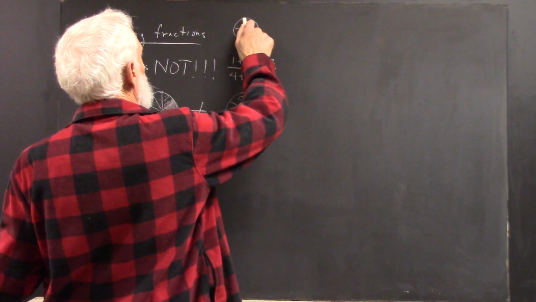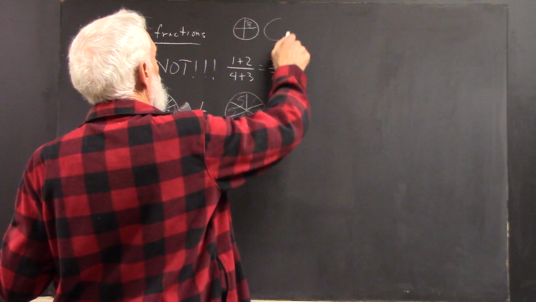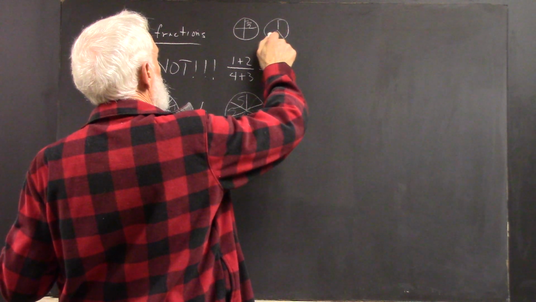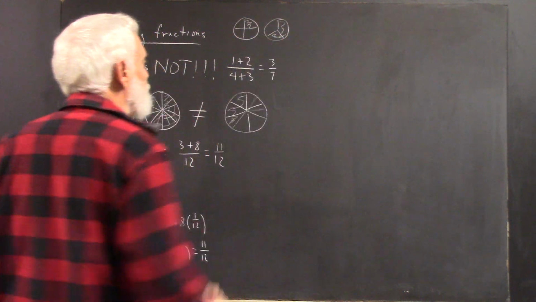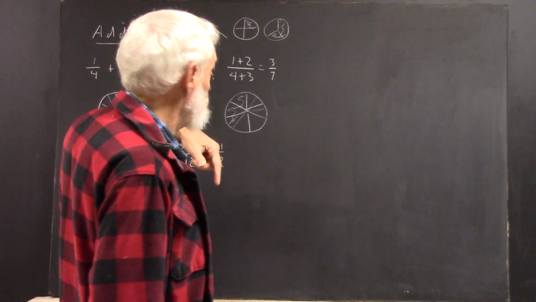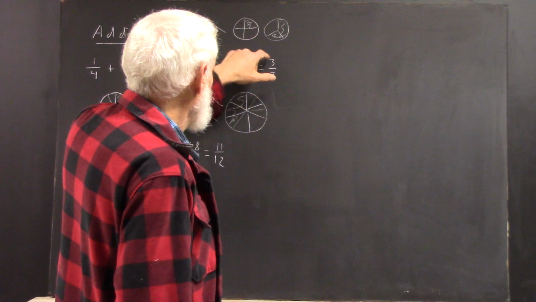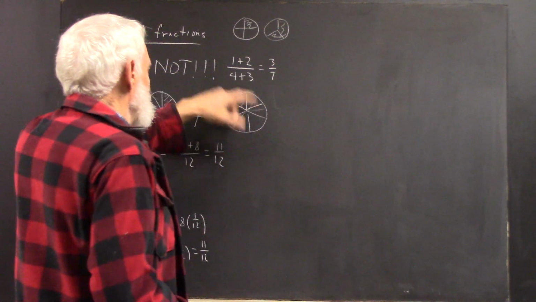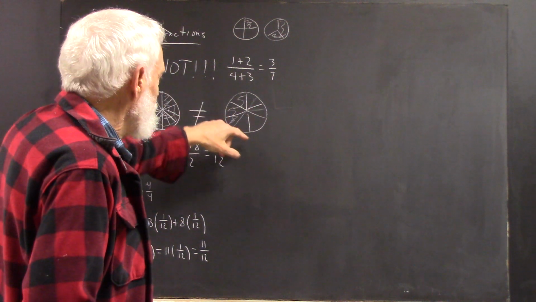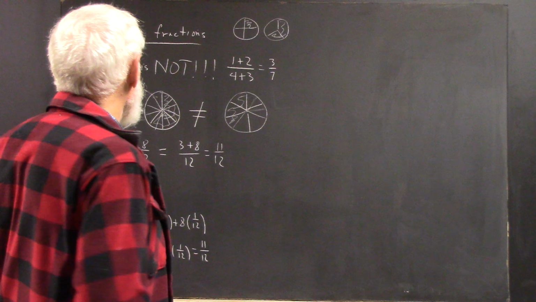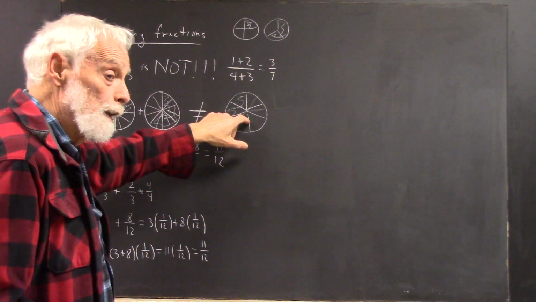Okay, here's a circle divided into 4 parts. Here's 1/4. Here's a circle divided into 3 parts, and here's 2/3. If I add this much and this much, I get almost a whole circle. But if I do this, I only get 3/7 of a circle. And right here, I've depicted 3/7. 1, 2, 3, 4, 5, 6, 7 parts, 3 of them. This plus this is not equal to this.